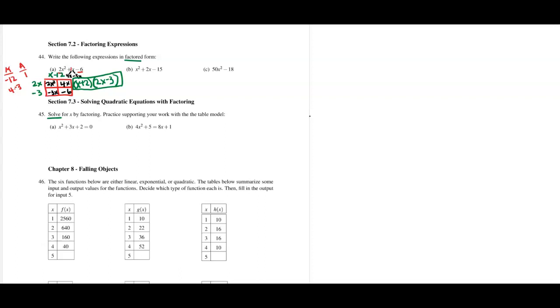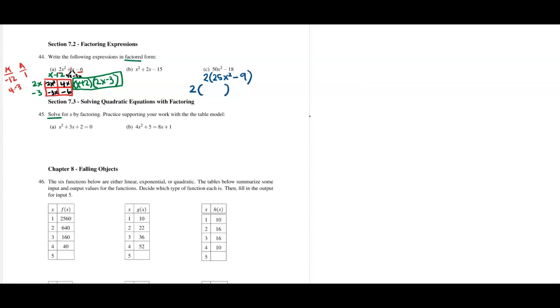So let's look at part C really quick. I just want to point out to you that sometimes you're going to have to pull out a greatest common factor before you can do anything. And so in this one, I see that 2 can divide into 50 and also into negative 18. So if I pull that 2 out, then I'm left with 25x squared minus 9. And then you should notice that 25 is a perfect square and 9 is a perfect square. And so we're going to be doing the difference of squares on that. So 2 still stays on the outside.